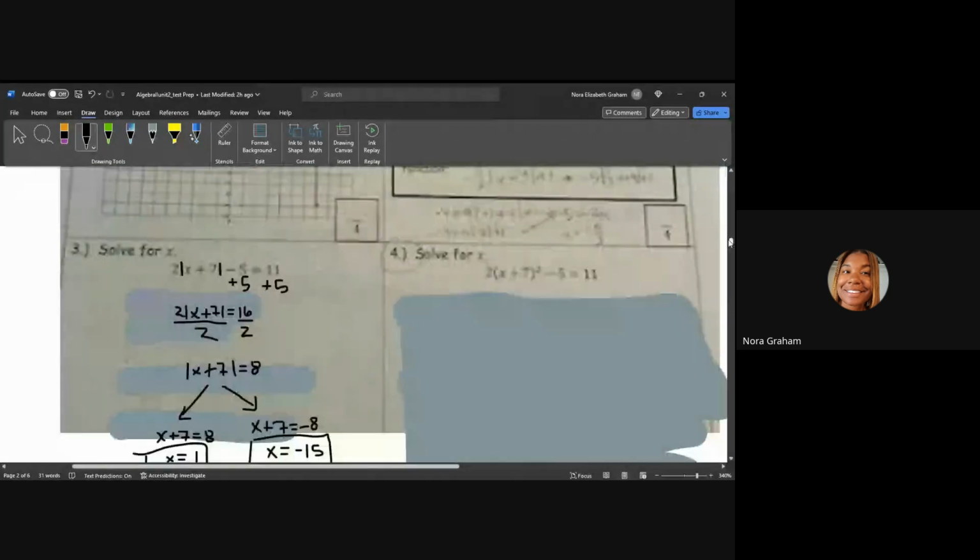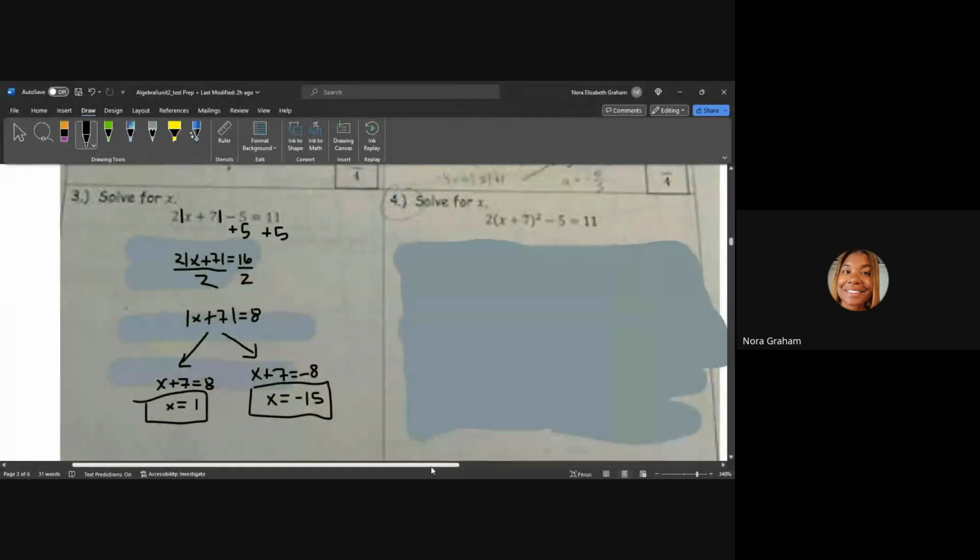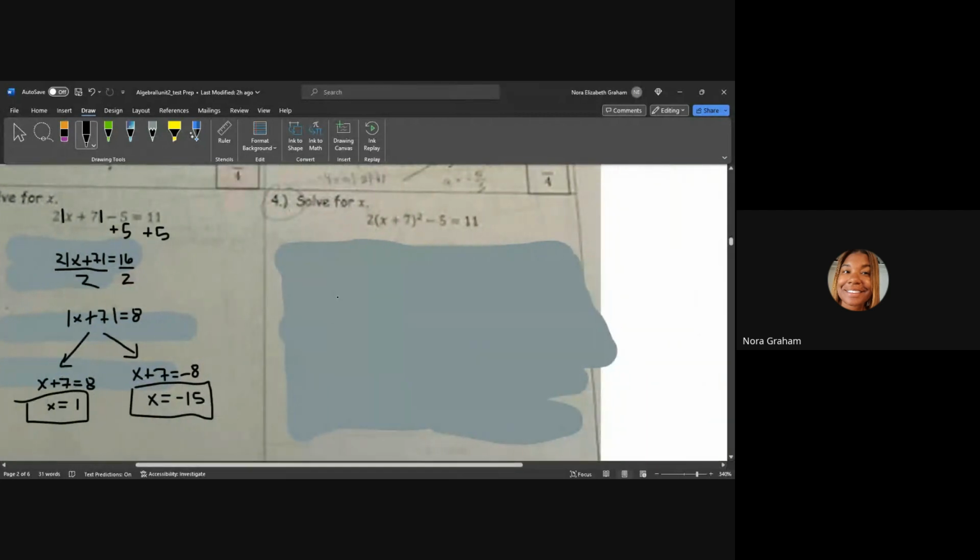Right, so let's go on to number 4. This one is solve for x. Again, I want to isolate my grouping symbols before I do anything like separating them. So I want to isolate this. If I graph this, this would be a parabola. So again, I want to add 5 to both sides. When I add 5 to both sides, I'm going to get 2 in parentheses, x plus 7.